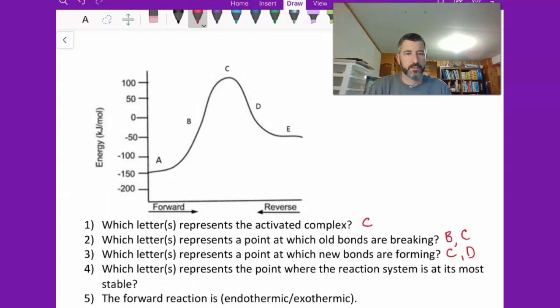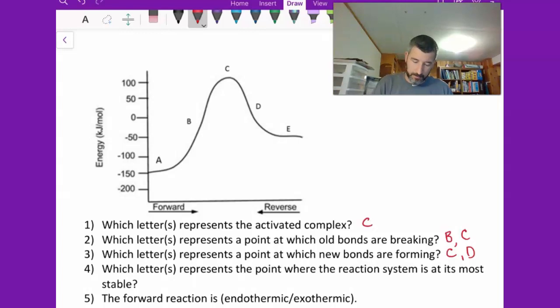All right, number 4, which letter or letters represents a point where the reaction system is at its most stable? So think about the relationship between stability and energy. When things are very unstable, they have a lot of energy. So if we're looking for the point where the reaction is most stable, has a lot of stability, what does that mean about its energy, and what point represents that?